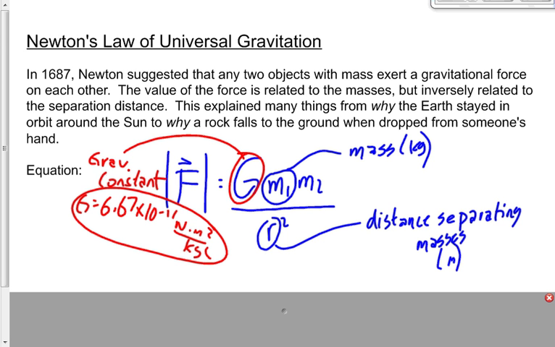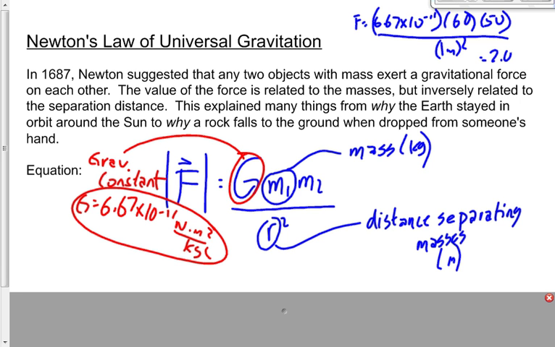Now, if you were to find the force of gravity between you and your neighbor, we could do that pretty quickly, right? We could say F is equal to 6.67 times 10 to the minus 11. Let's say your neighbor has a mass of 60 kilograms. You have a mass of 50 kilograms. Let's say you're a meter apart. What do we get there for the force of gravity between you and your neighbor? 2.0 times 10 to the minus 7 newtons, sorry.